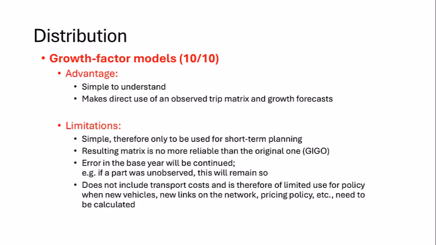To summarize, growth factor models are straightforward and easy to apply. They use existing observed matrices and simple growth forecasts, making them accessible for short-term planning. But they also come with serious limitations. They inherit any errors from the base year, and they cannot account for changes in travel costs or policies, such as new roads, pricing, or vehicle technologies. Essentially, they are only as good as the initial data, and therefore best suited for quick projections rather than long-term strategic planning.